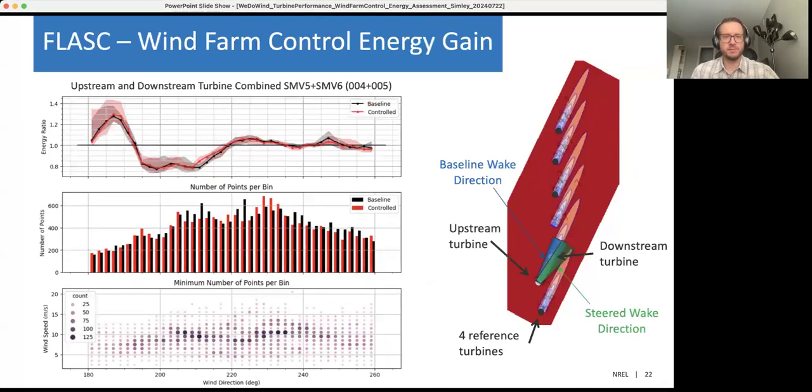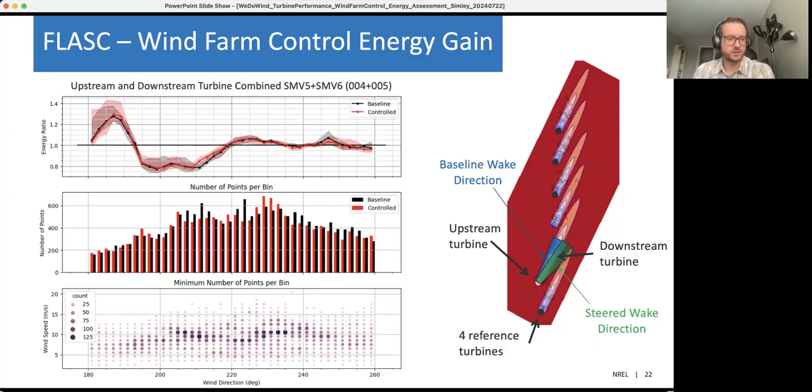And then for wind farm control, I showed plots similar to this earlier, but we can compare the energy ratios as a function of wind direction during the baseline and controlled periods. So this plot on the top is showing the energy ratios for the combined power production of our upstream and downstream turbines during baseline and wind farm control periods.